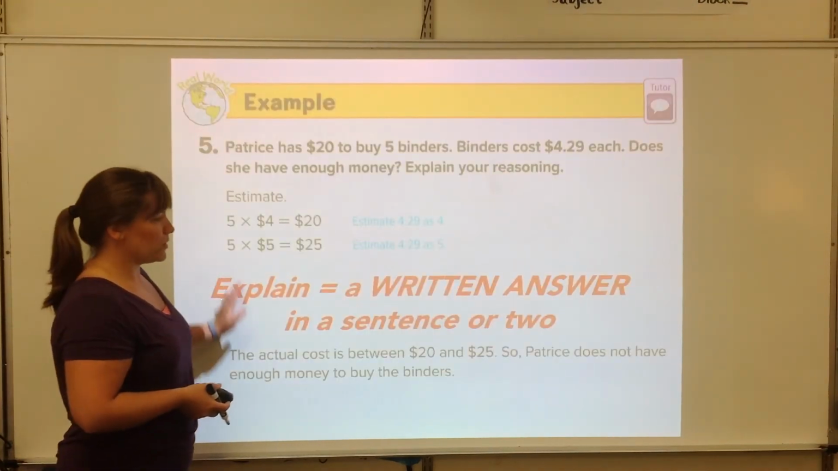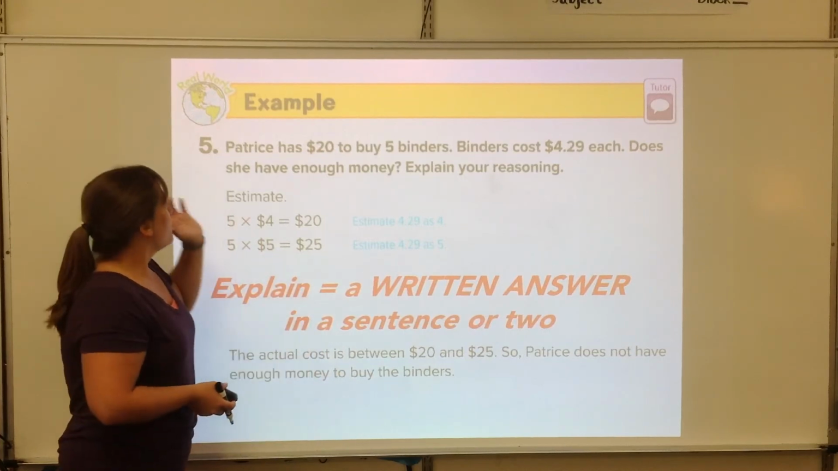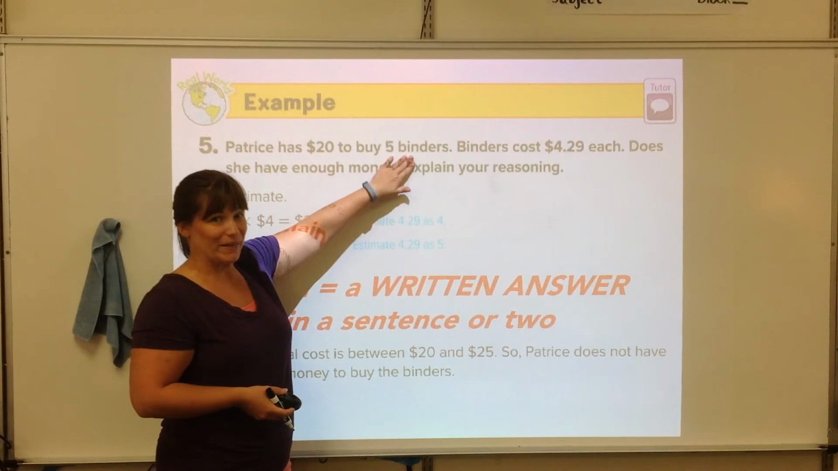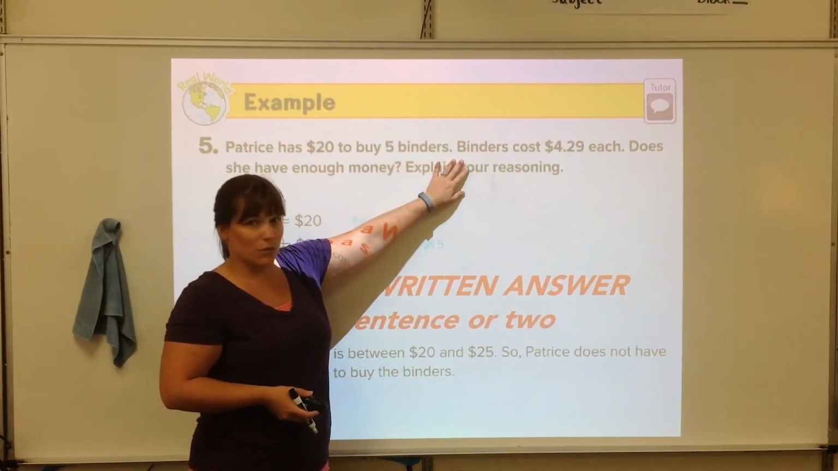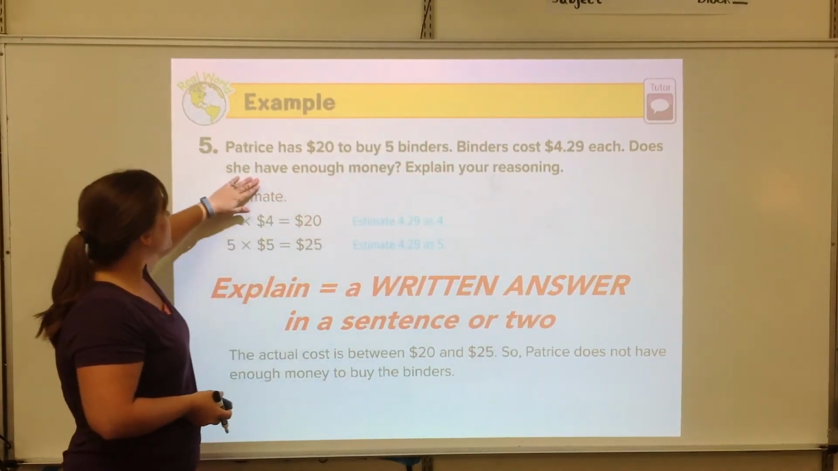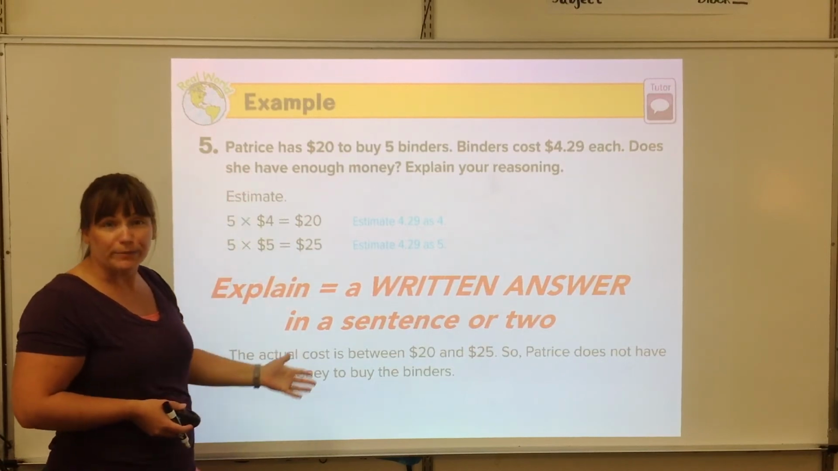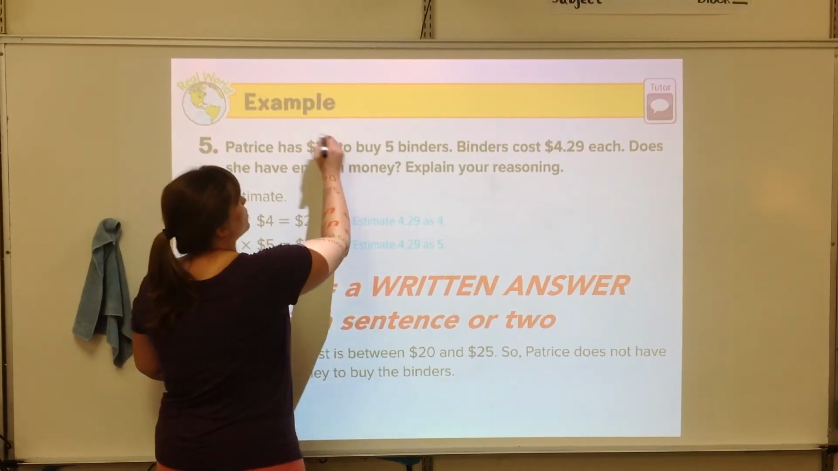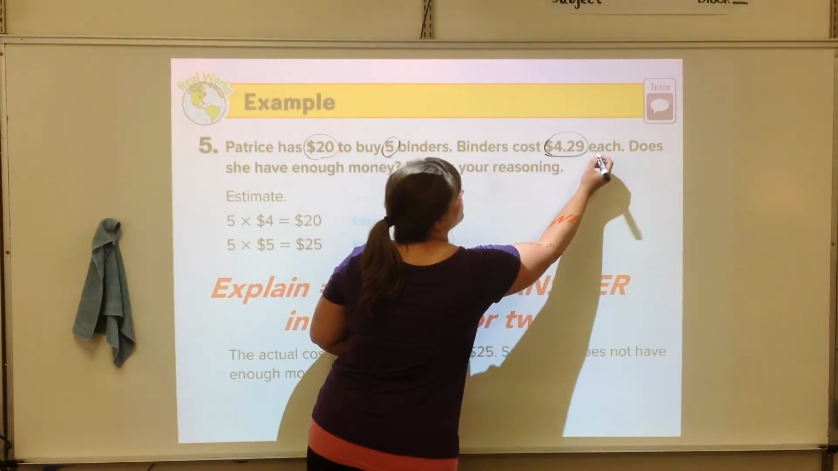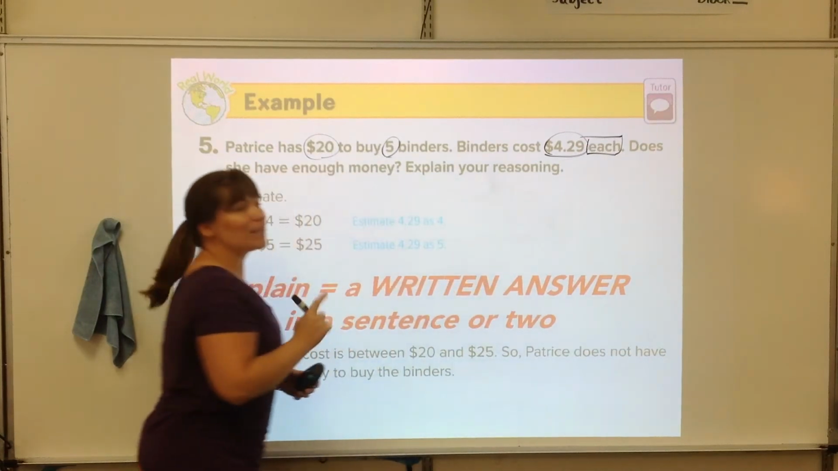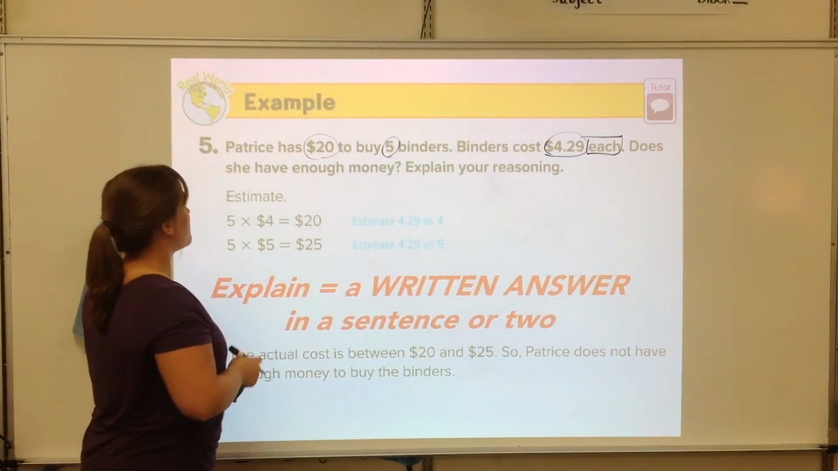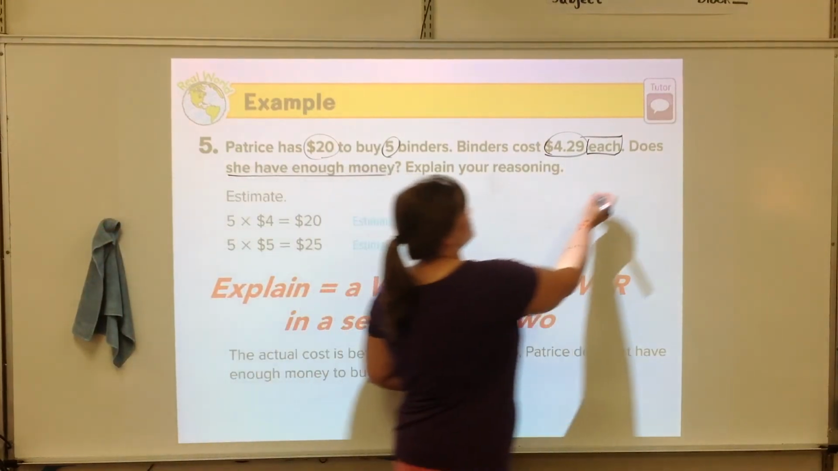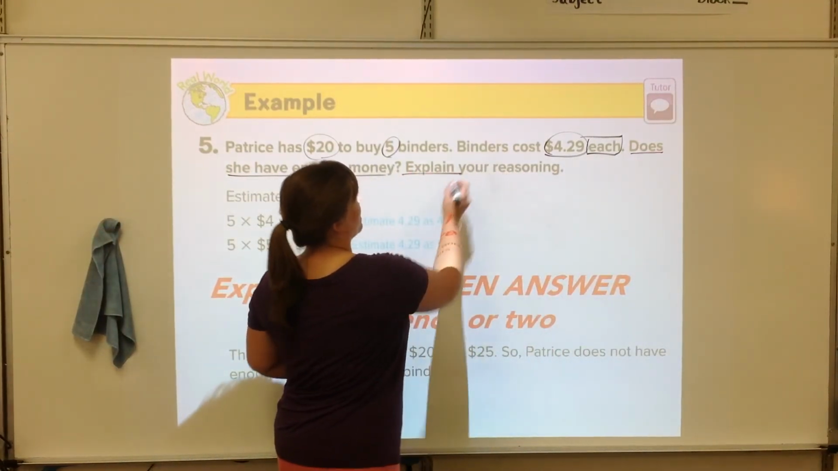So here's an example I just want you to listen from your book, actually. Patrice has $20 to buy 5 binders. Binders cost $4.29 each. Does she have enough money? Explain your reasoning. So if I were to mark up this, the 20 is important, the 5, the 4.29, and that each is telling us that we're going to be multiplying. Does she have enough money is our question that we're answering, and we have to explain.